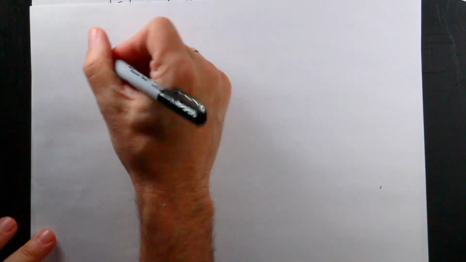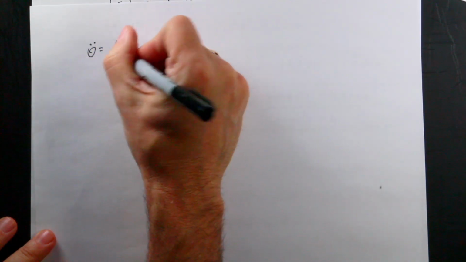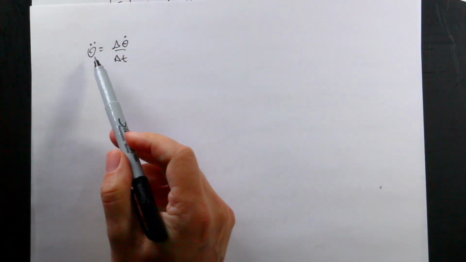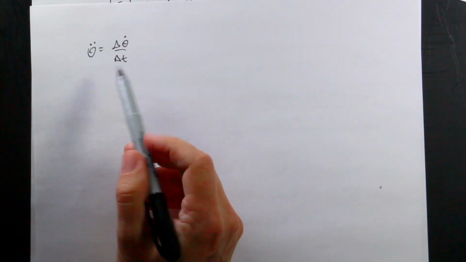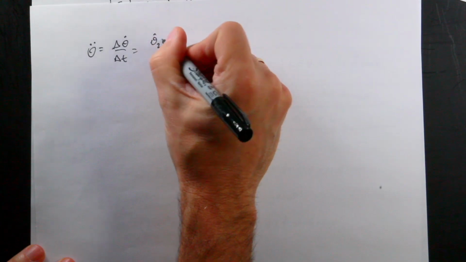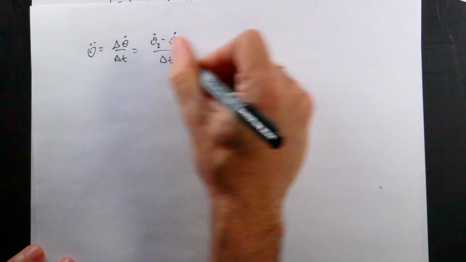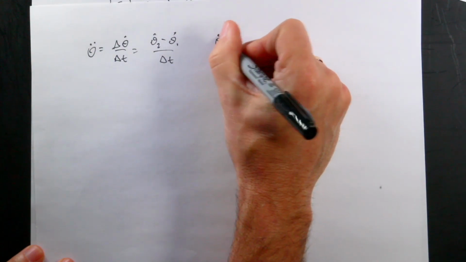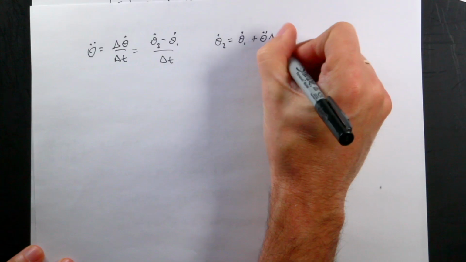So let's say theta double dot is equal to delta theta dot over delta t. And so I'm assuming theta double dot's constant if my delta t is small, which it's not true, but it's kind of true, so it's okay. And so this is going to be theta 2 dot minus theta 1 dot over delta t. So I can solve that for theta 2 dot, and I get theta 2 dot equals theta 1 dot plus theta double dot delta t.